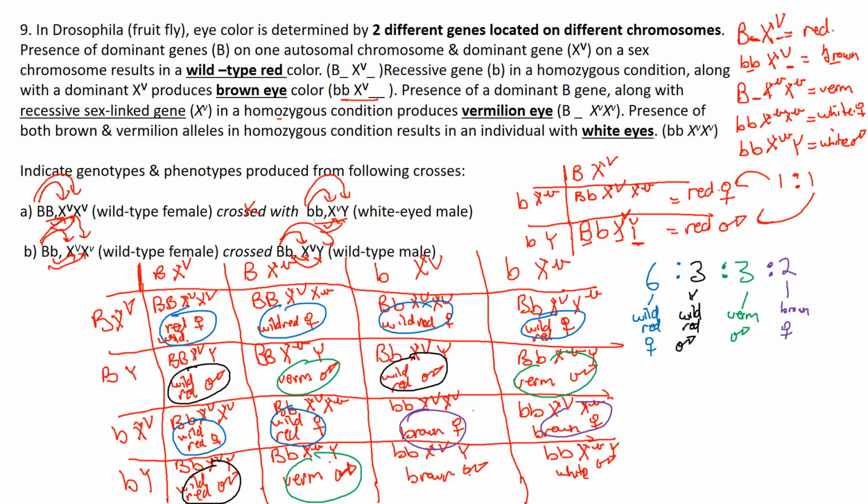And then what do we got left? We got just 2 males, right? So let's just grab those. One of these are going to be a brown male. And one of these are going to be a white male. Okay, just ran out of room there. And I think everyone else is accounted for. So we have a 6, 3, 3, 2, 1, 1 ratio.